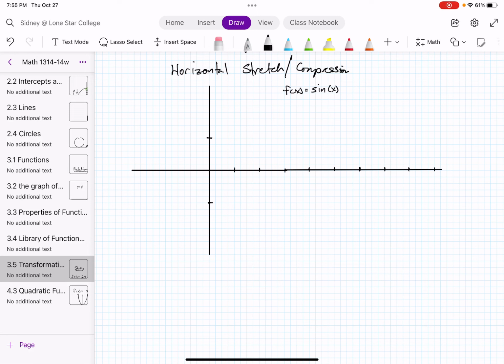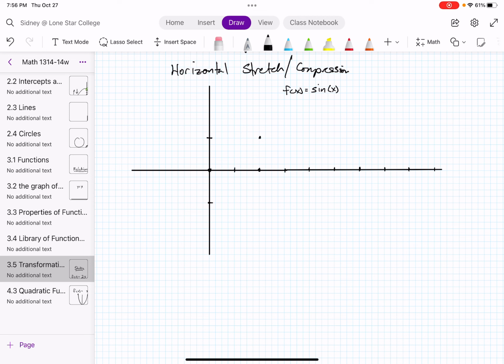In this video, we're going to talk about horizontal stretches and compressions. This is the most challenging transformation to talk about. And to help illustrate why it does what it does, we're going to use a sine function. Now, this is a trig function. This is definitely not a trig class. However, what a trig function does is it gives us a little bit of clarity that some of these other functions we have don't really give us.